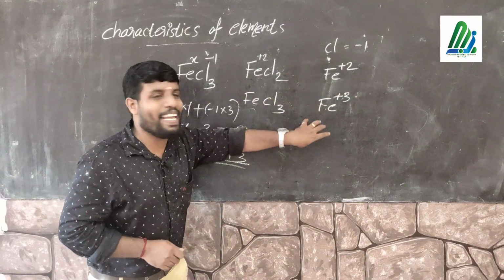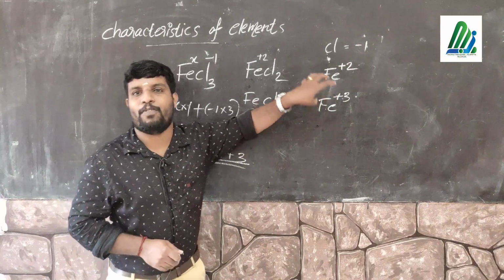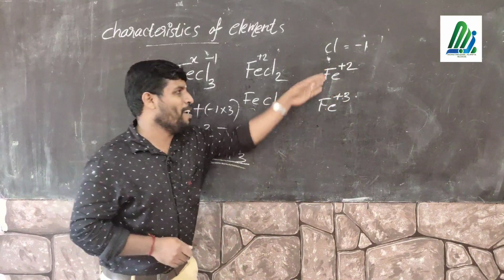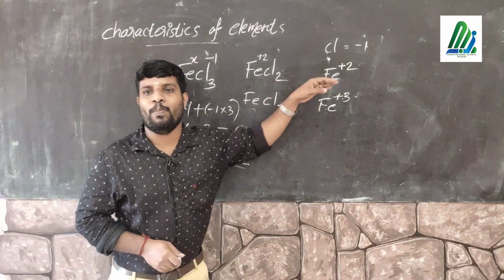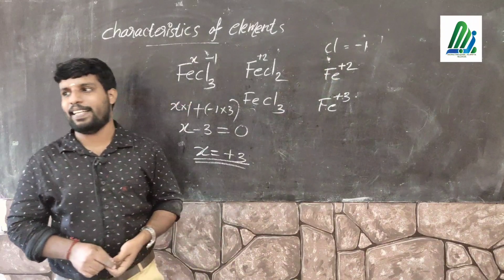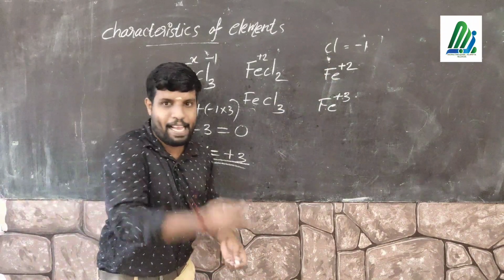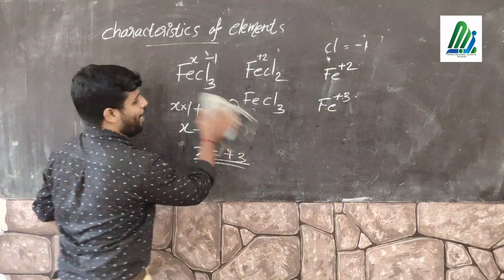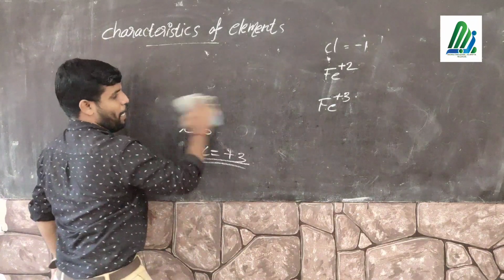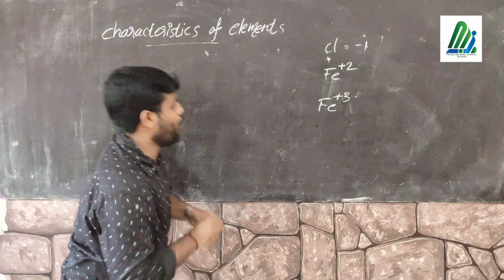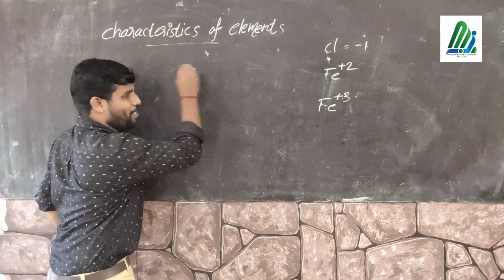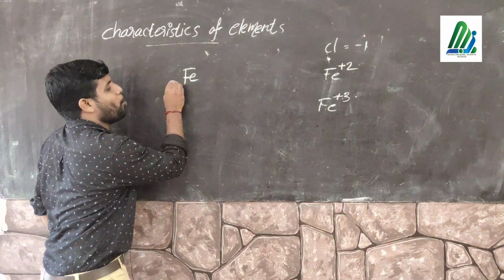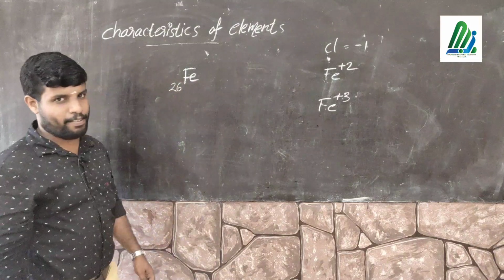This is generally explained in the case of d block elements. It's a common example. Why do they show this variable oxidation state? We want to explain that by using the subshell electronic configuration. Students, please listen. We want to write the subshell electronic configuration of Fe, whose atomic number is 26.